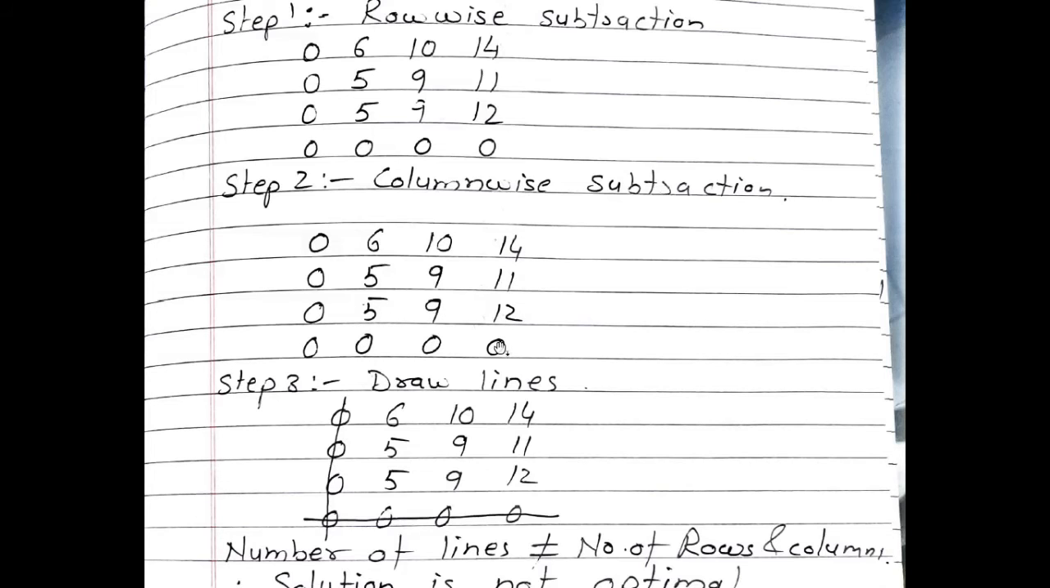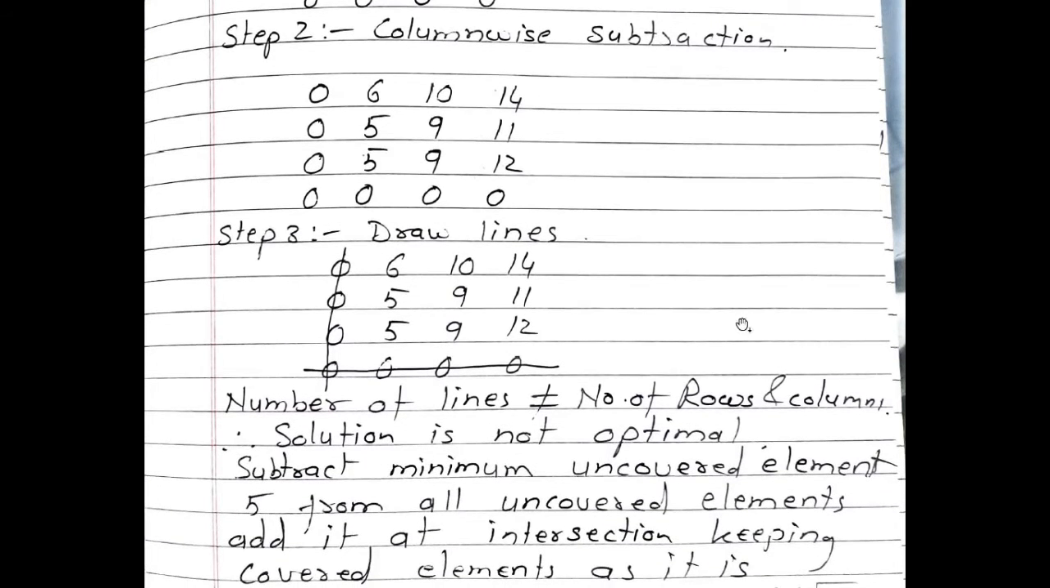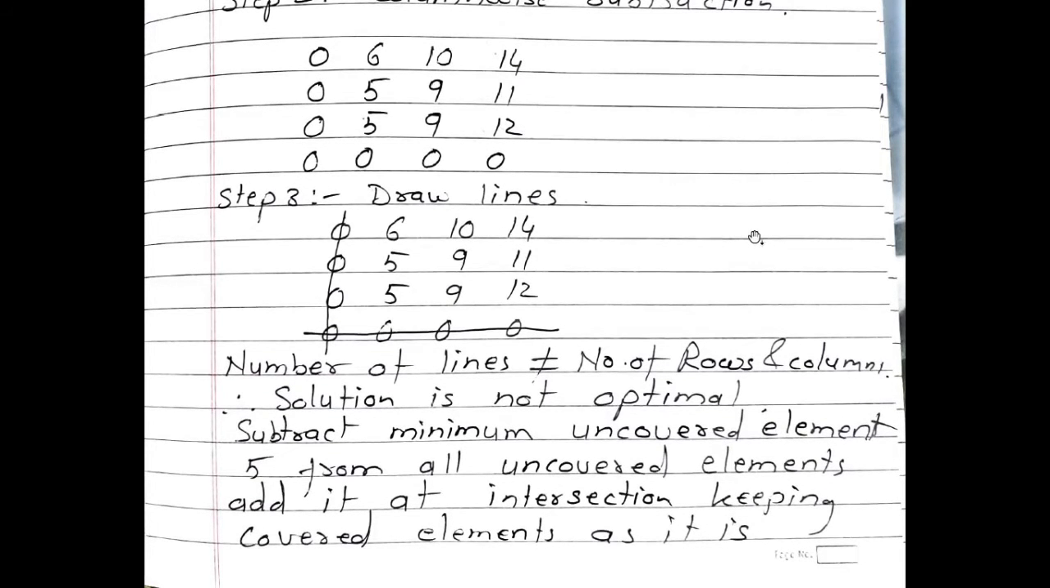Now in the third step we have to draw the lines. The minimum number of lines should cover the maximum zeros. So 4 zeros can be covered with the help of a vertical line and 4 zeros can be covered with the help of a horizontal line. So there are only 2 lines which can be drawn to cover all the zeros. So the number of lines is not equal to the number of rows and columns. Therefore the solution is not optimal.